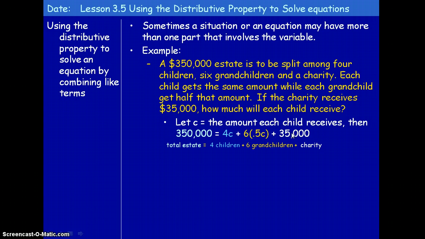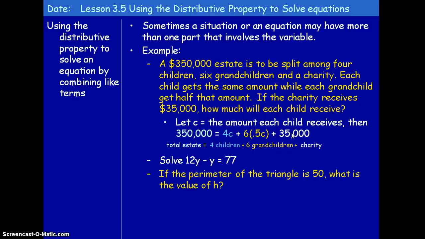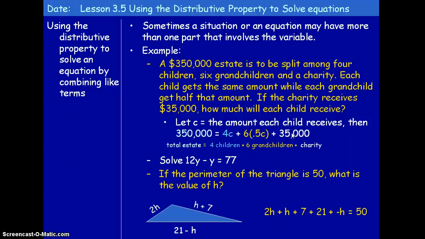charity. You might see an example that's just a straightforward equation, or you might see an example that involves a shape, like the triangle that you see here. If the perimeter of the triangle is 50, what is the value of h? We might use an equation that adds each of the sides to h, plus the h plus 7 side, plus the 21 plus negative h side.